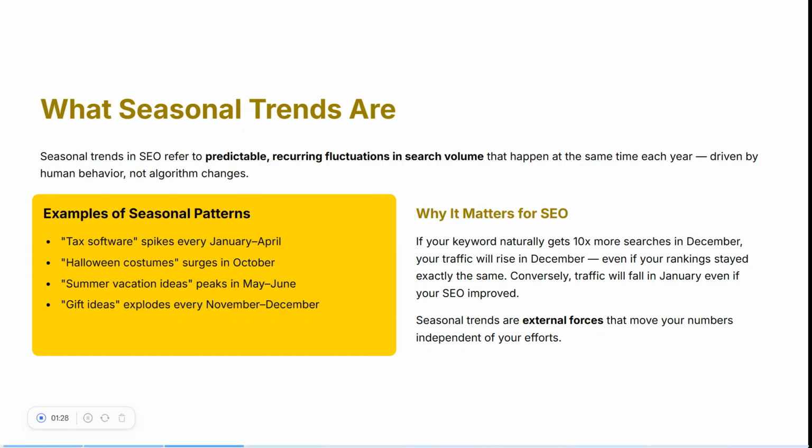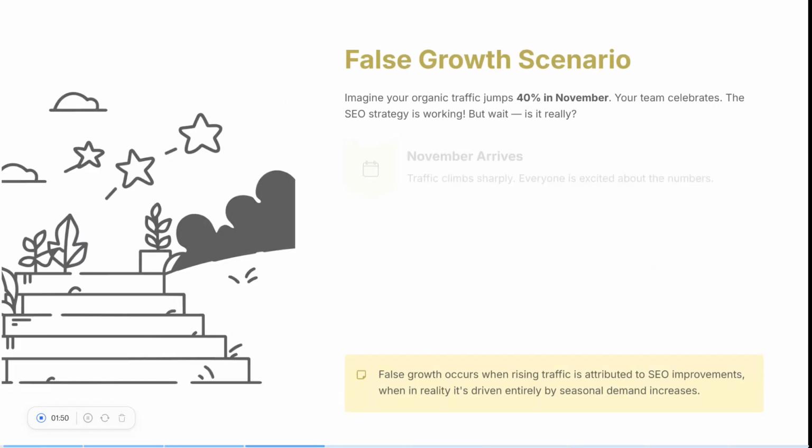You don't expect a snow plowing business to get a lot of SEO leads in the summer. It doesn't make sense. Or you don't expect a snow plowing business to get leads in Miami. So it's not just a matter of season, it's also a matter of location.